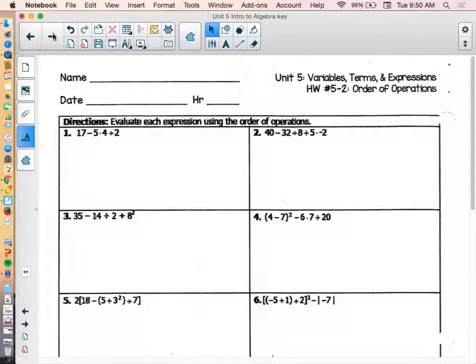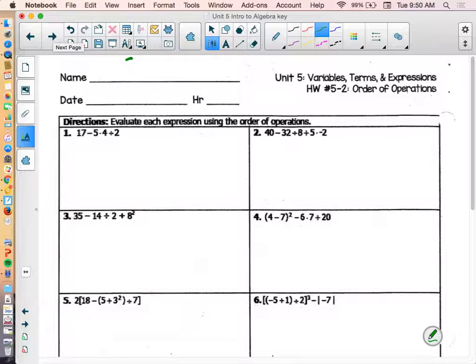Looking at the homework, this is 5-2, or the assignment. You need to first make sure that you remember GEMDAS here.